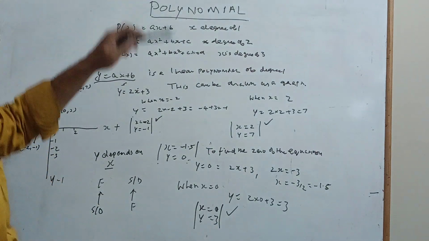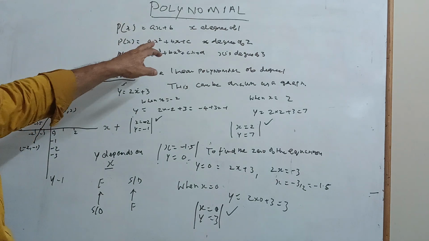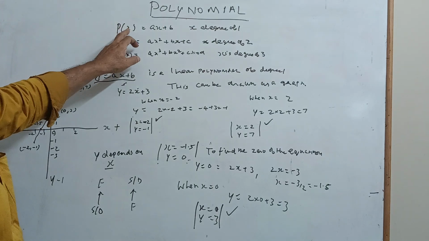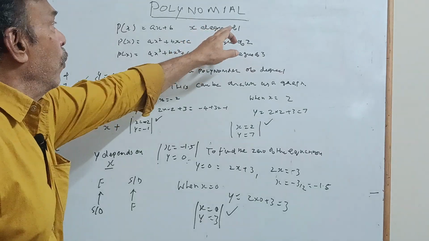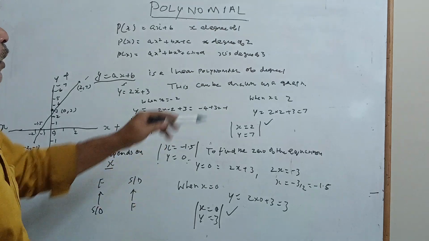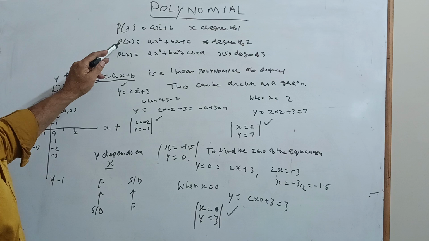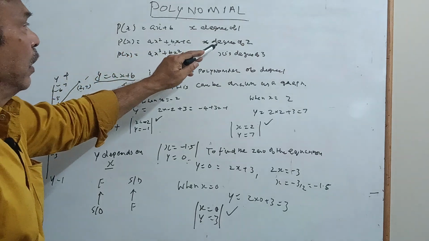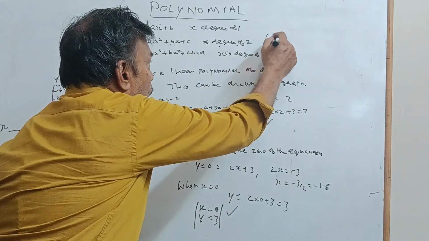Again the polynomial. We start with polynomial again. This P means polynomial. Polynomial of x is equal to ax plus b. Here the power of x is 1, so that is why it's called degree 1. Then the polynomial of x is equal to ax squared plus bx plus c. This is degree 2, or you can say quadratic polynomial.